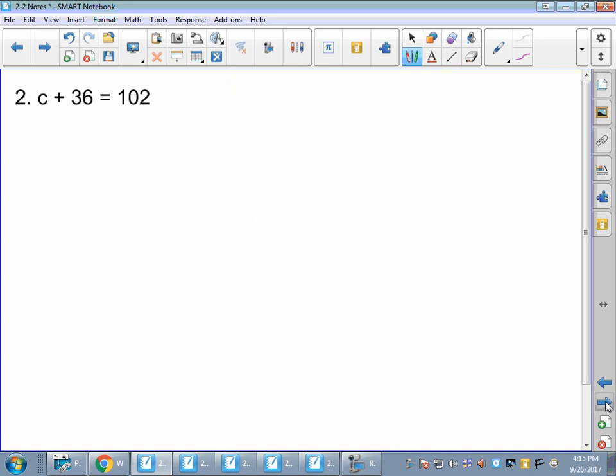Let's try another one. So we're going to solve for C. We're going to try to get C by itself. And so right now, I want to get C all by itself.